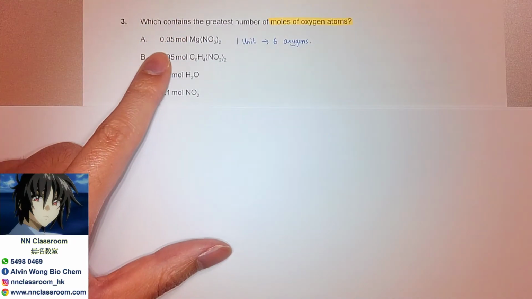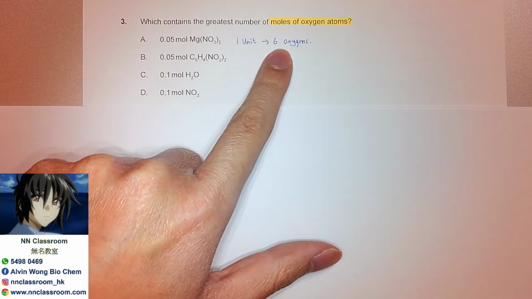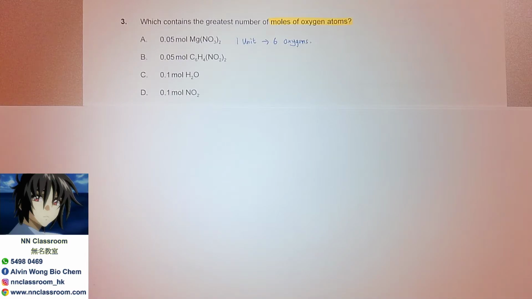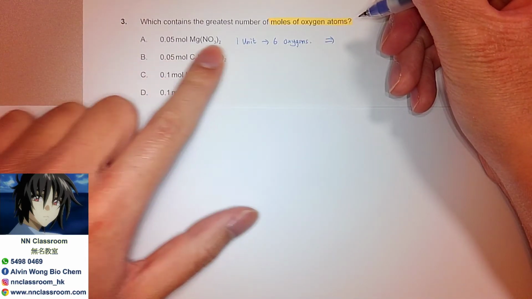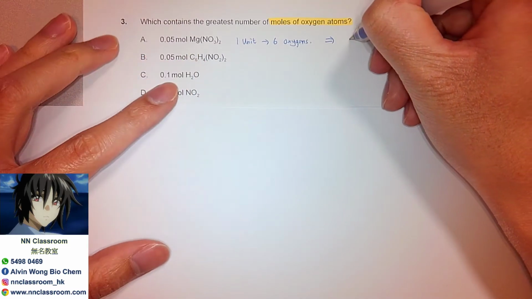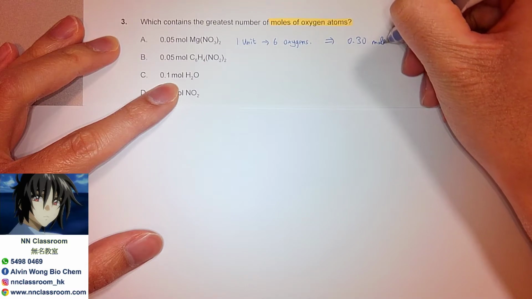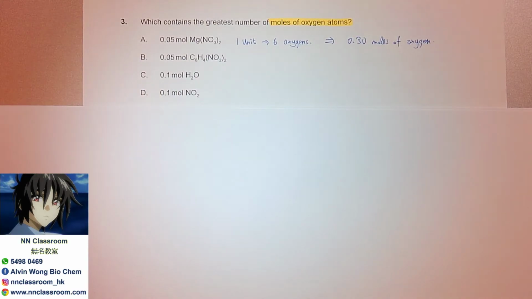So if I get 0.05 moles of this unit, I need this ratio to convert the units back to the entire units of oxygens, right? So I will now have 0.05 times 6, which is 5 times 6, so that is 30. 0.3 moles of oxygen. So that is choice A, right? So far so good, right?